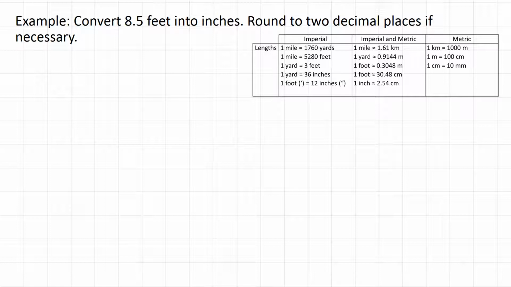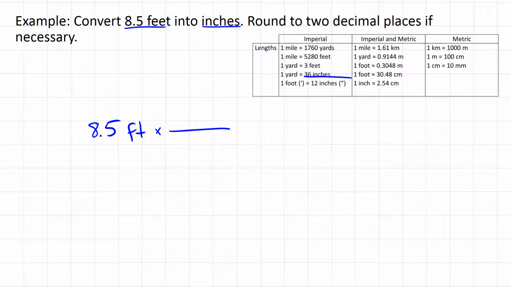Let's do another example here. I'll go through this one a little faster. And this time we're going to be using imperial units. So we have 8.5 feet, and we want to turn it into inches. So we're starting with what we have, which is 8.5 feet, and we're going to multiply it by a fraction from this table that gets us from feet into inches.